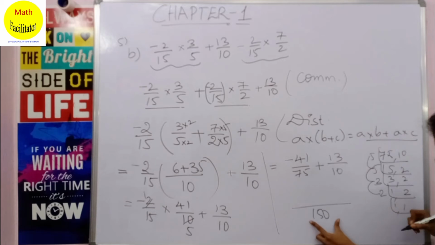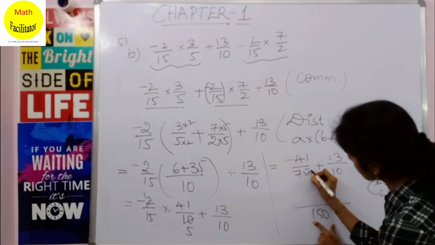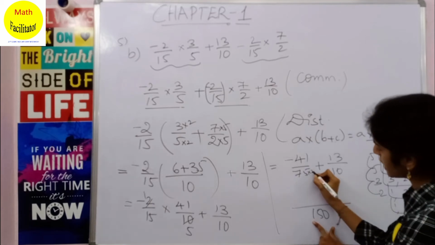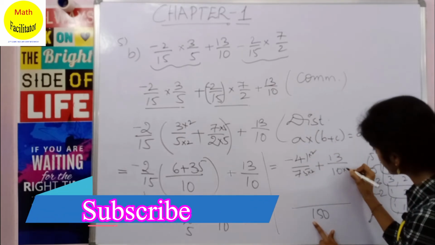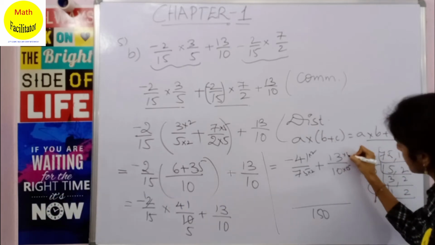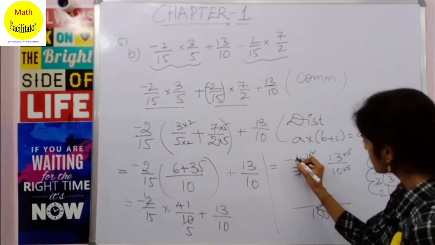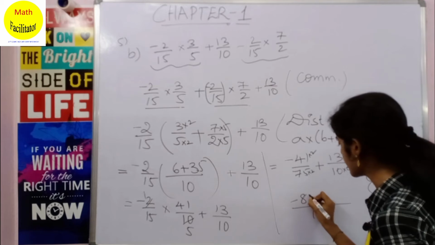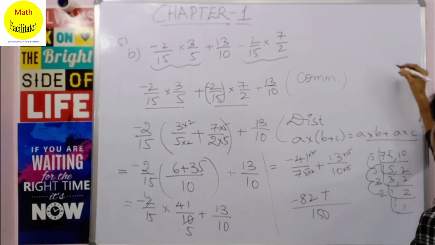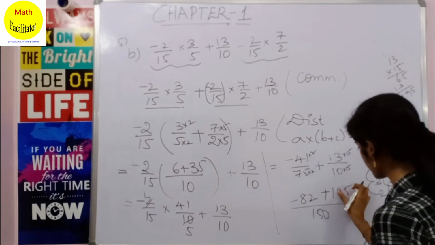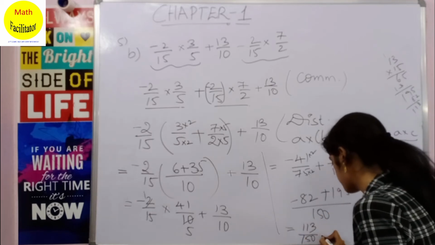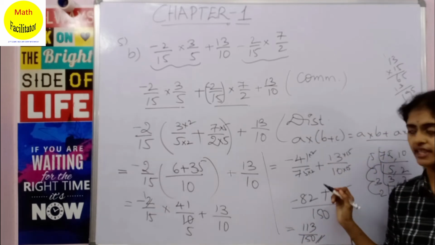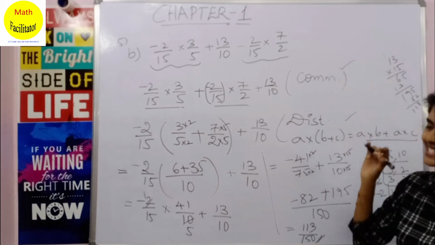Since the LCM is 150, you have to equate both the denominators to 150. How do you do that? You know that 75 2s are 150, so you multiply by 2, and the numerator also you will multiply by 2. And you know that 10 15s are 150, so the numerator also you will multiply by 15. Now minus 41 into 2 is minus 82 plus 13 into 15 is 195. So the final answer is 113 divided by 150. We have used two properties to solve this: one is commutative and the other is the distributive property.